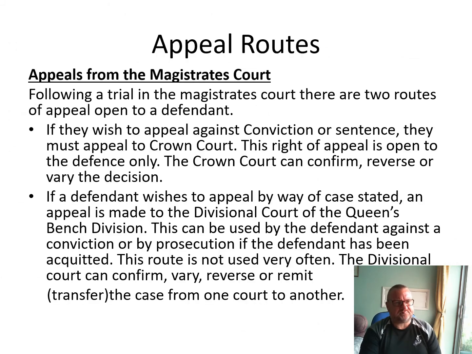Okay, so let's start with our appeals for a Magistrates Court. If you are the defendant and you feel that you haven't been treated fairly in a Magistrates Court, you have two routes. The first route is, if you wish to appeal against the conviction or the sentence, so if you think the sentence is incorrect or you think your conviction is incorrect, the only route you can go is to the Crown Court. Okay, and only the defendant can do this. Only the defendant can do it.